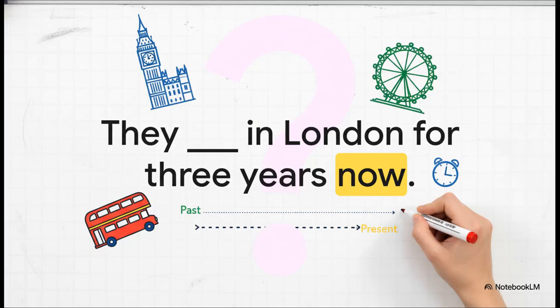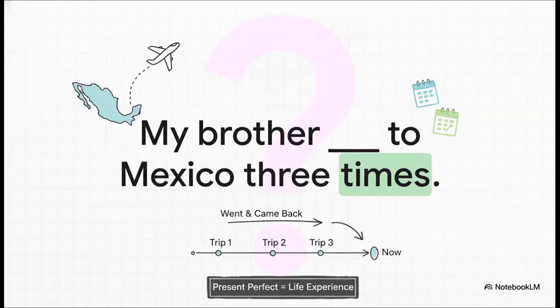Number 3. They blank in London for 3 years now. What do we think? It's B, have lived. That little word now at the end is our clue. It tells us the action started in the past and is still continuing. It's unfinished.